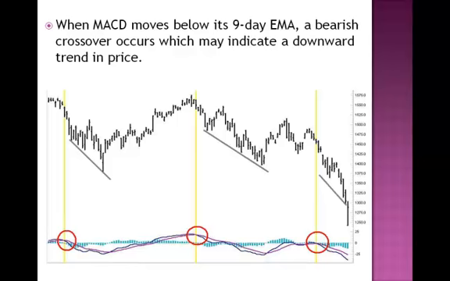When MACD moves below its 9-day EMA, a bearish crossover occurs, which may indicate a downward trend in price. The rate of change of the slower moving average is higher than the rate of change of the faster moving average. Thus, negative momentum is surging and this would indicate a bearish signal.